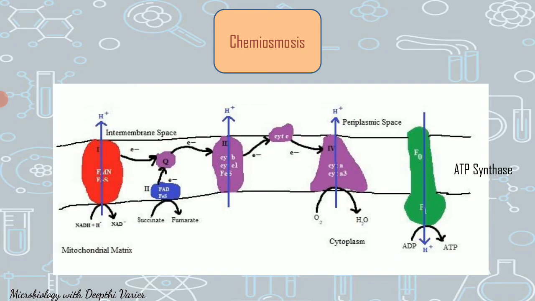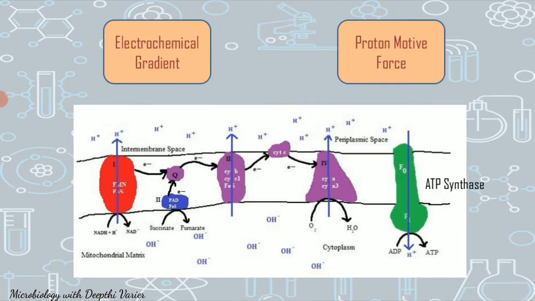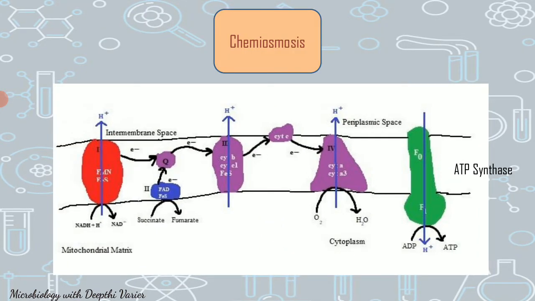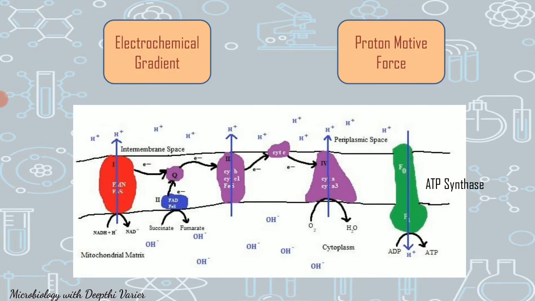This complex is going to bring back the protons, and when it is bringing back the protons, it has enough energy to catalyze the conversion of ADP, that is adenosine diphosphate, into ATP, that is adenosine triphosphate. Now this is happening because of an electrochemical gradient. So chemiosmotic theory is explaining how the ATP is being synthesized at the end of the electron transport chain. But how that is occurring is because of an electrochemical gradient.